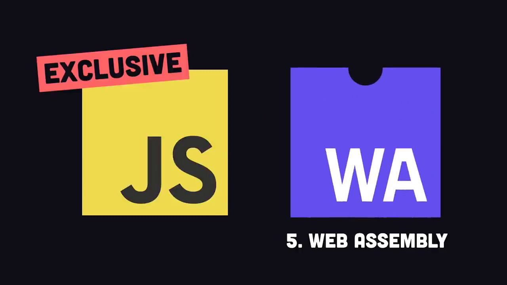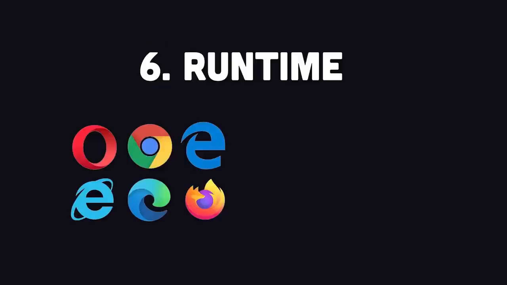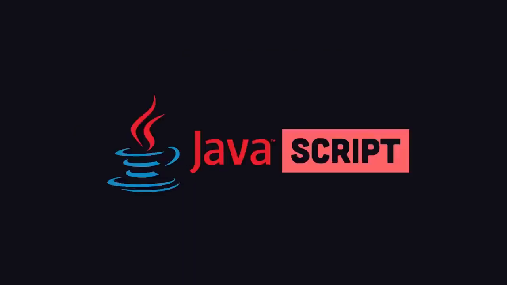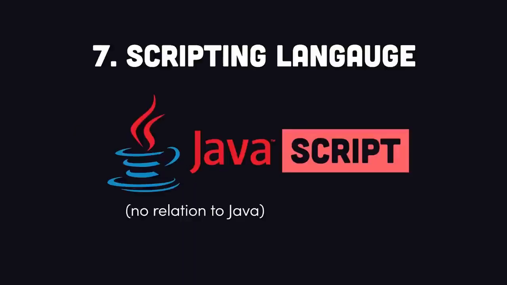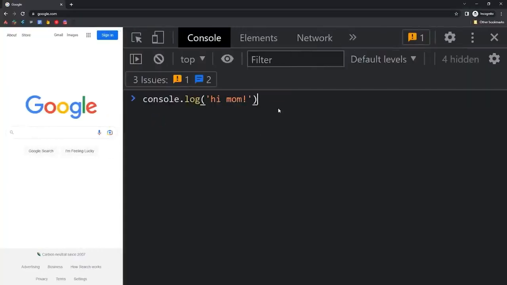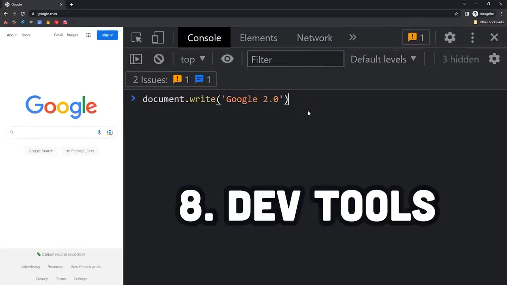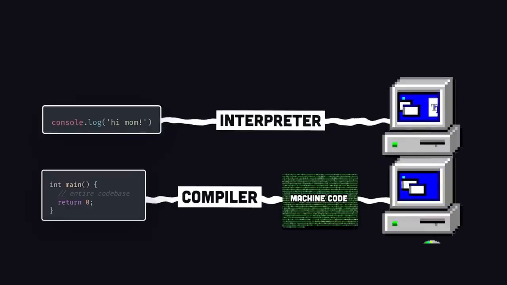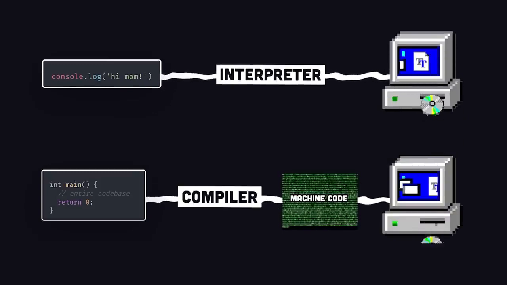However, the browser is not the only runtime, and you can also run JavaScript code on a server thanks to tools like Node.js and Deno. As the name implies, JavaScript is a scripting language. That means you can execute code on the fly by opening up the console in your browser DevTools to run some code that changes the appearance of a website at any time. It's interpreted line by line, as opposed to other languages like C that are compiled ahead of time.